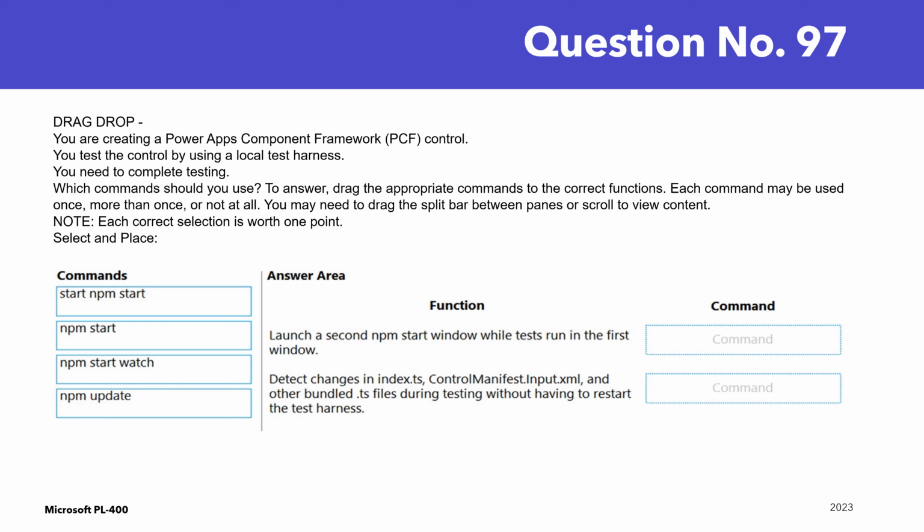1. Function: launch a second npm start window while tests run in the first window. Command: start npm start. 2. Function: detect changes in index.ts, ControlManifest.Input.xml, and other bundled TS files during testing without having to restart the test harness. Command: npm start watch.